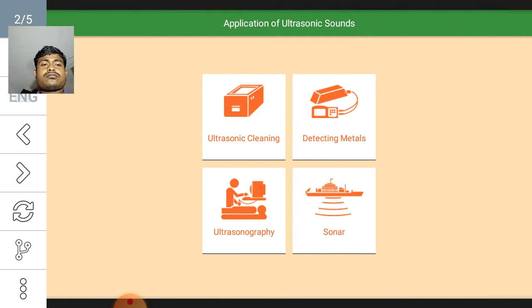Tap on each image to learn more about the applications of ultrasonic.